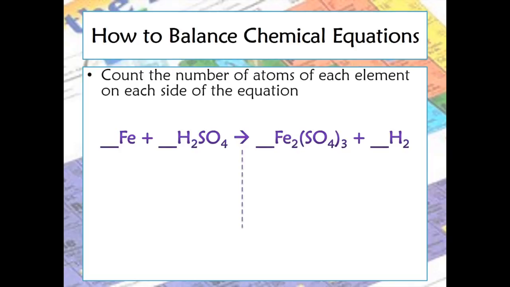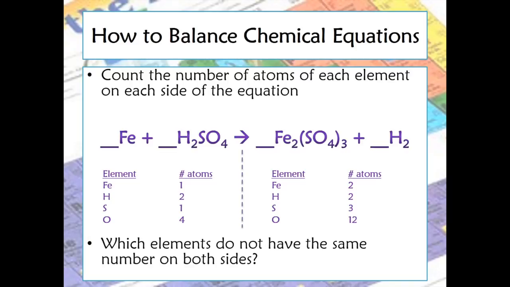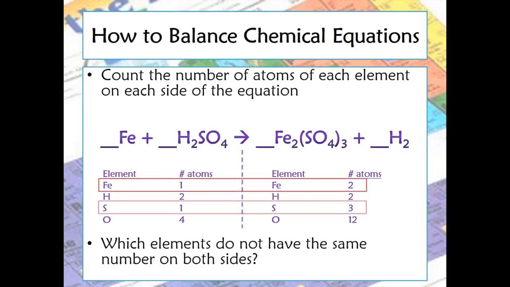The first step is to count the number of atoms of each element on each side of the equation. If we look at our example, starting with the left side of the equation, we have 1 iron, 2 hydrogens, 1 sulfur, and 4 oxygens. On the right side of the equation, we have 2 irons, 2 hydrogens, 3 sulfurs, and 12 oxygens. Now we need to identify which elements do not have the same number of atoms on both sides of the equation. For our example, the iron, sulfur, and oxygen atoms are not equal.